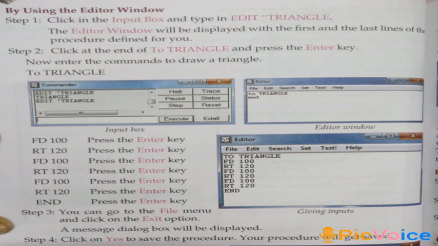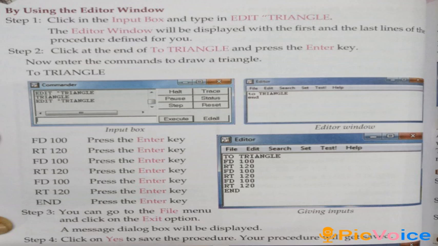Page number 84. By using the editor window. Step 1. Click in the input box and type in edit triangle. The editor window will be displayed with the first and the last line of the procedure defined for you. Step 2. Click at the end of to triangle and press the enter key.